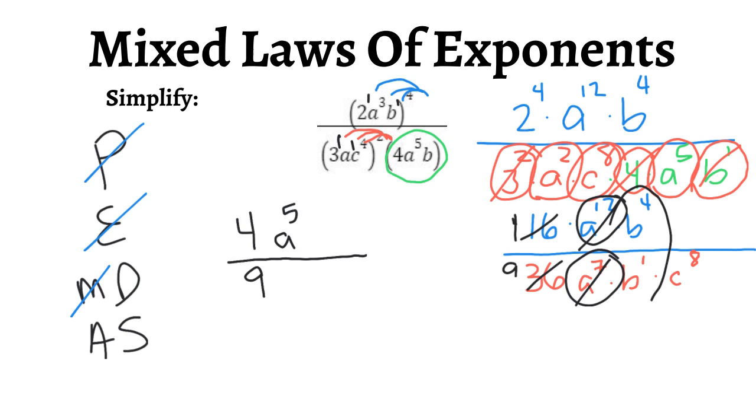And now the b's. To combine those, I do 4 minus 1, which is 3. So I have b to the third. And again, the b is going to go on top because there's more b's in the numerator. And then lastly, there's only one c, and it's in the bottom, and we leave it where it is.